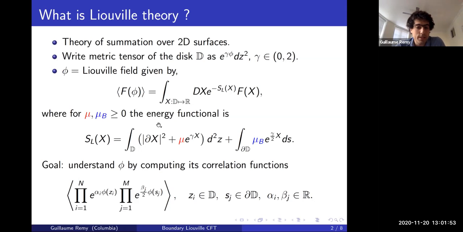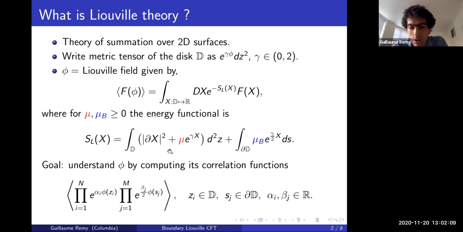You have the most basic term you can put in any energy functional, which is this first one: you just integrate over the disk the gradient squared. So this is just kinetic energy, right? If you have only this term, then you have a free field theory. The law of phi is just the law of the Gaussian free field.